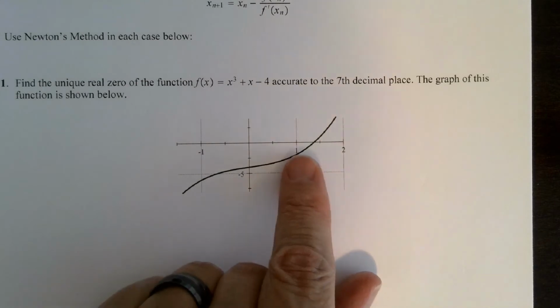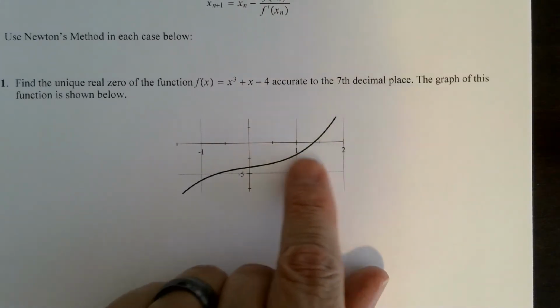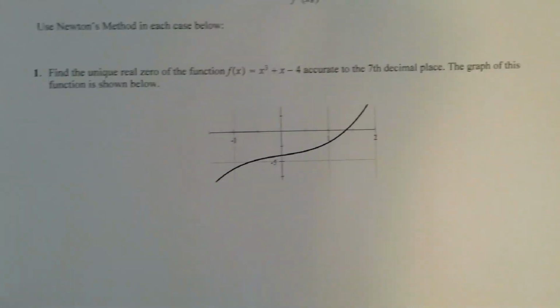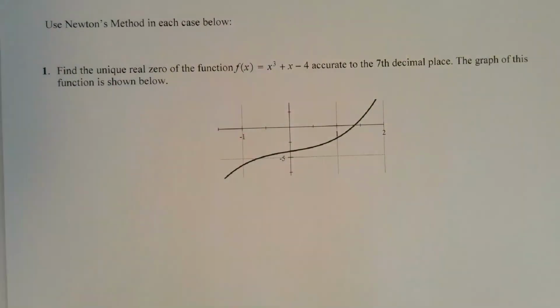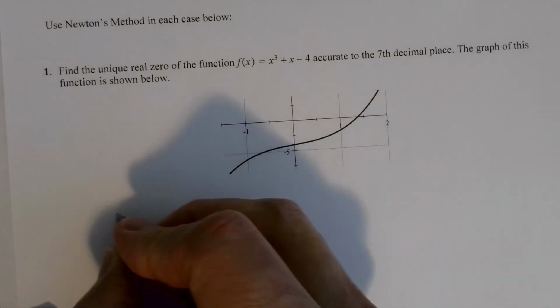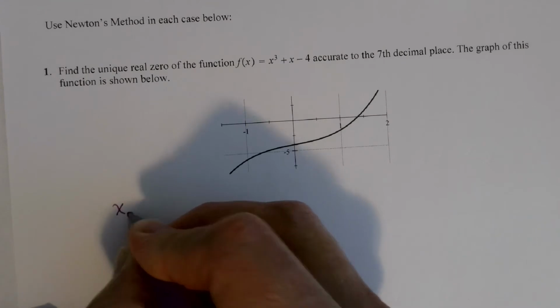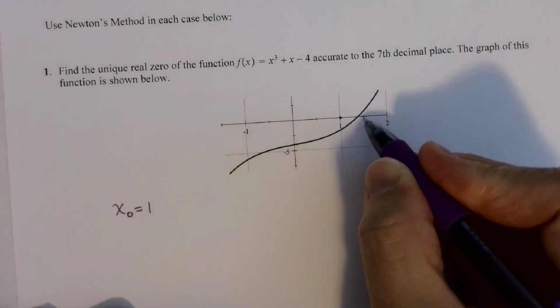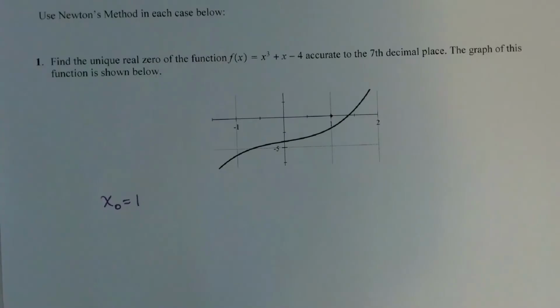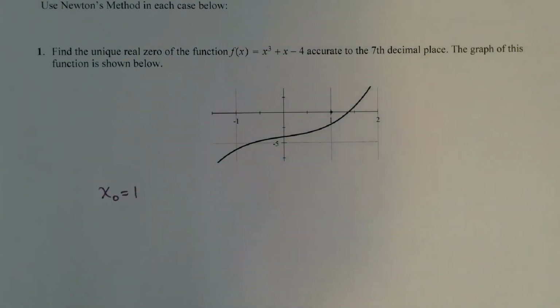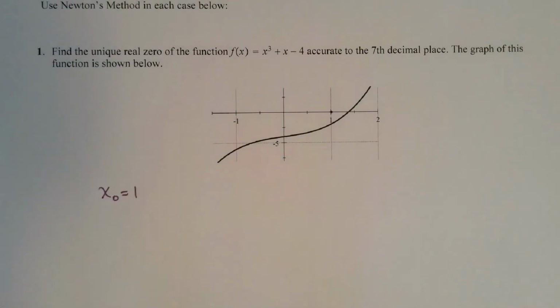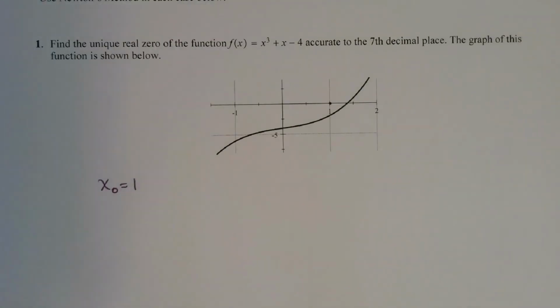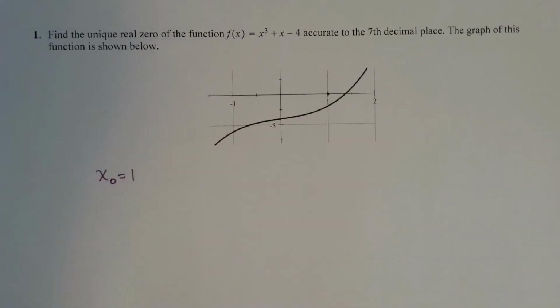Okay, so I can see here already the root appears to be between 1 and 2 when we look at the graph. We can estimate it that way. But let's go ahead and do this, and we're going to start with an initial guess of 1. Obviously that's not the zero. You might want to guess 1.5. If you had a choice to guess, 1.5 would probably be even closer. But this method very rapidly converges.